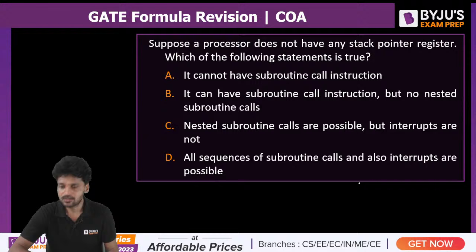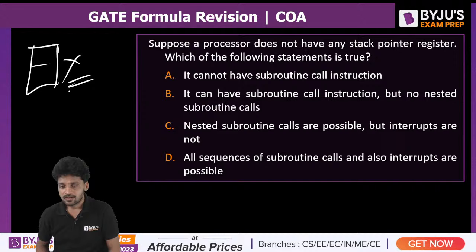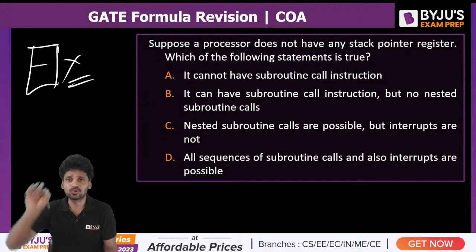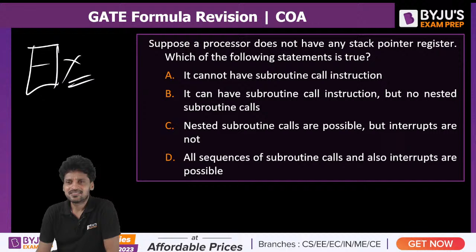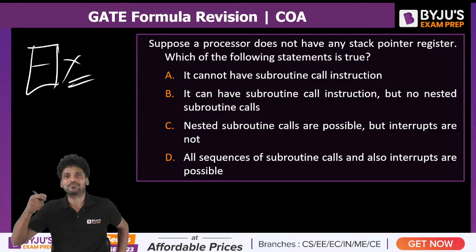Suppose a processor does not have any stack pointer register. Stack pointer register meaning, even if there is a stack, you won't be able to access the stack. This is simple. You have a wardrobe that is locked. You threw the lock out. Will you be able to access the wardrobe? Am I clear? Everyone? Accessing a stack without a stack pointer is pretty similar to accessing a wardrobe without a key after it is locked. So even though there is a stack, without a stack pointer it is useless.